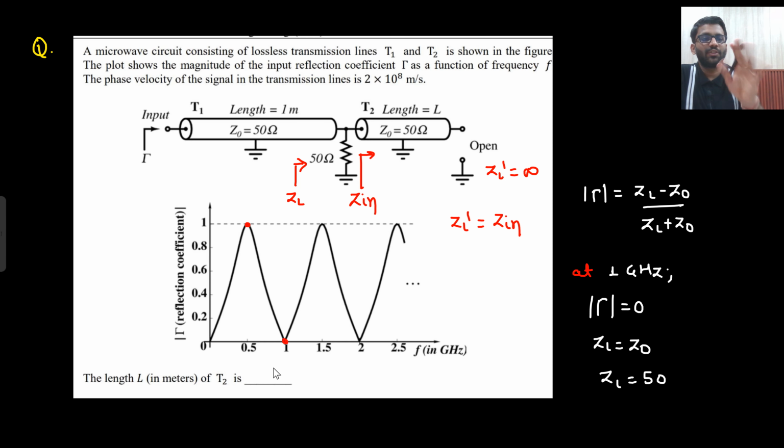But I can analyze at 0.5 gigahertz as well. And how would I analyze that? Did you understand that point? Yes. How would I analyze? I would just see that at 0.5 gigahertz I would need my load to be either short circuit or open circuit.